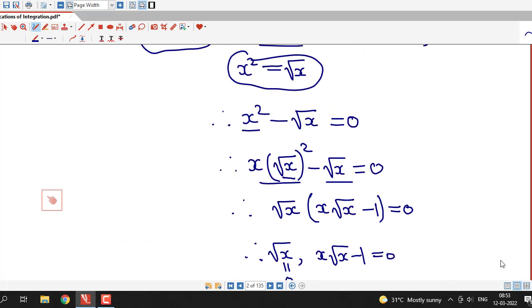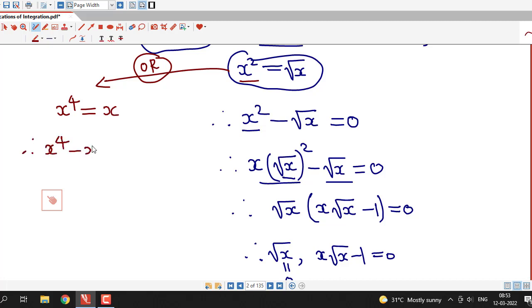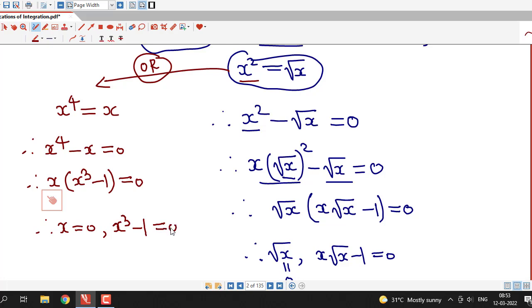Now this we can simplify in this way also. Suppose you don't want to go in this way, you can take square on both sides. Suppose I square on both sides, here I can write another way of doing the same thing. I am squaring on both sides. Square of x square is x raised to 4. Square of square root of x is x. Therefore x raised to 4 minus x equal to 0. Therefore x times x cube minus 1 equal to 0. Therefore x equal to 0. Another possibility is x cube minus 1 equal to 0.